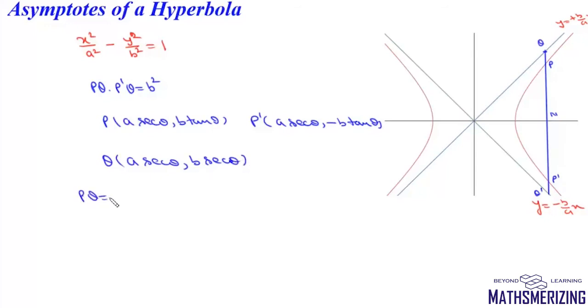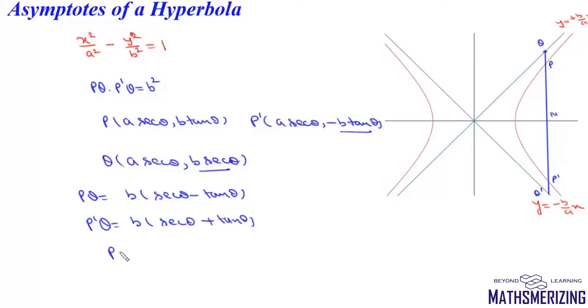Now we'll find PQ. Now PQ is basically the distance between Q and P. So it'll simply be B secant theta minus tan theta, and if we find P dash Q, it will be B sec theta minus minus plus B tan theta. So it'll be B secant theta plus tan theta.